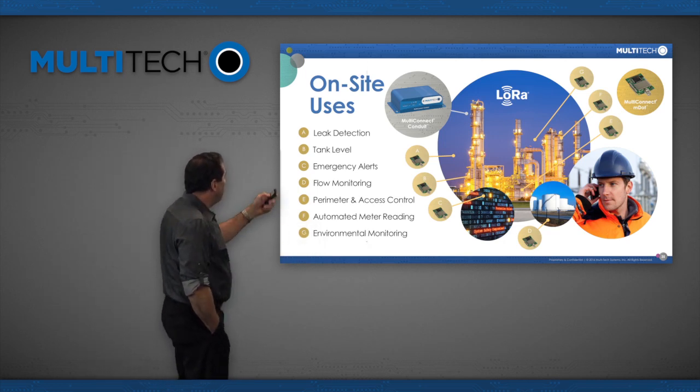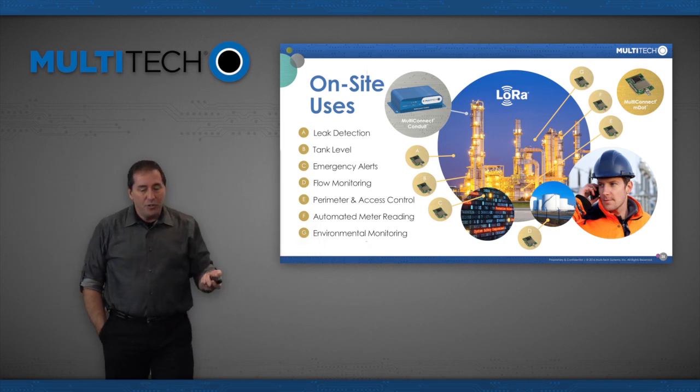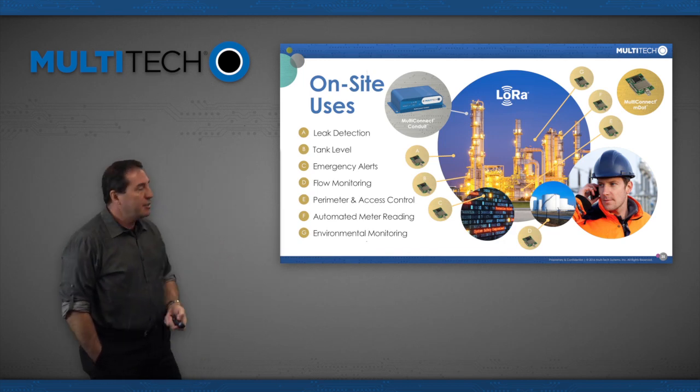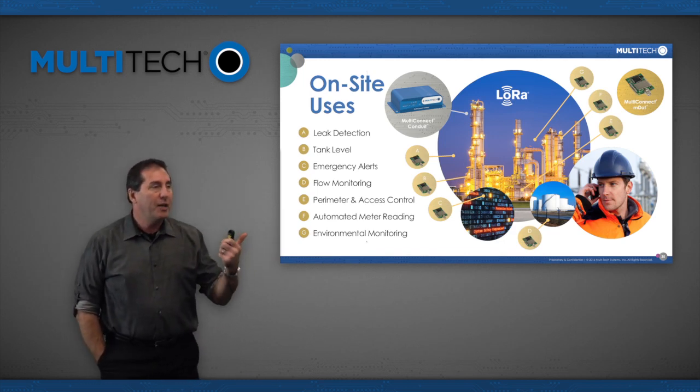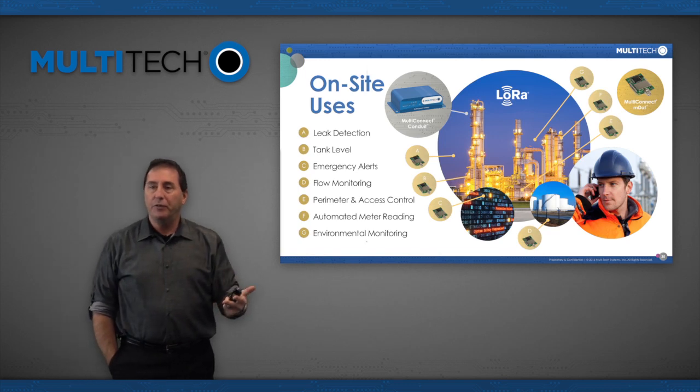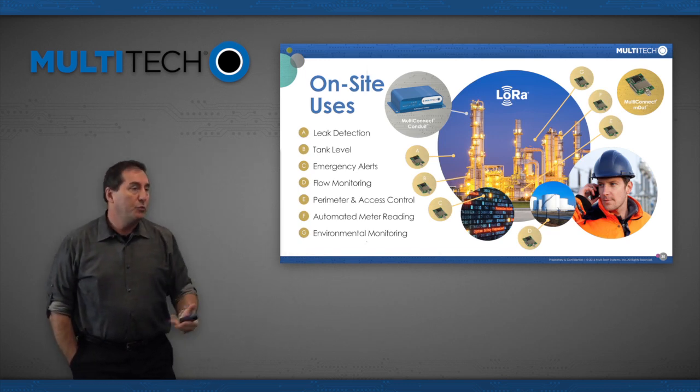But emergency alert, flow monitoring, these kinds of things. LoRa is just very good in these kinds of environments where there's a lot of metal, there's a lot of obstructions, there's a lot of interference, and you need to get a signal through reliably.